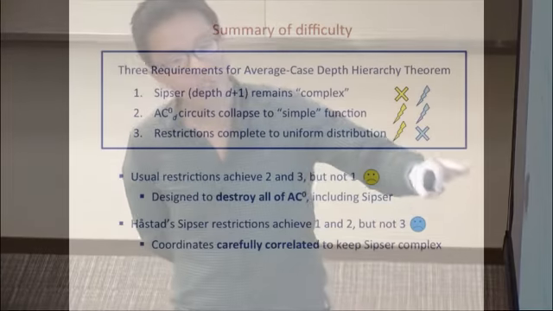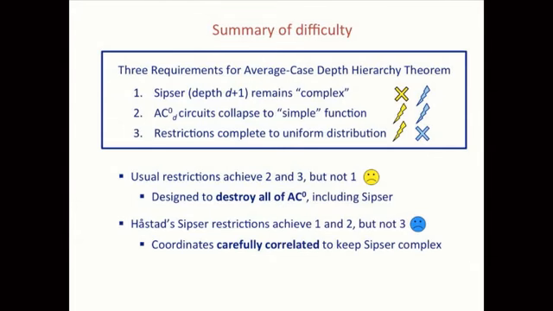So when faced with this, he said, no problem. I'm going to define a new random restriction that keeps my target function complex in depth D plus 1. I still prove that my switching lemma still holds, that it collapses, but the price he paid was that he did it so carefully and correlated the coordinates so carefully that it doesn't complete to the uniform distribution.